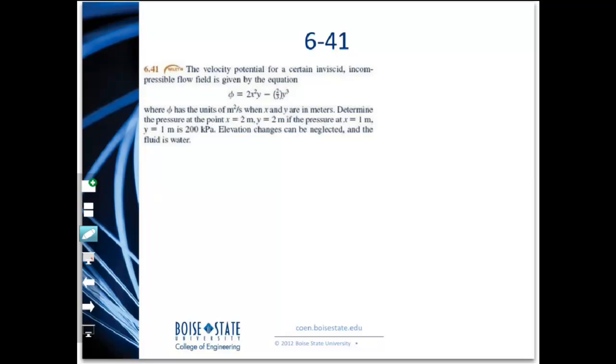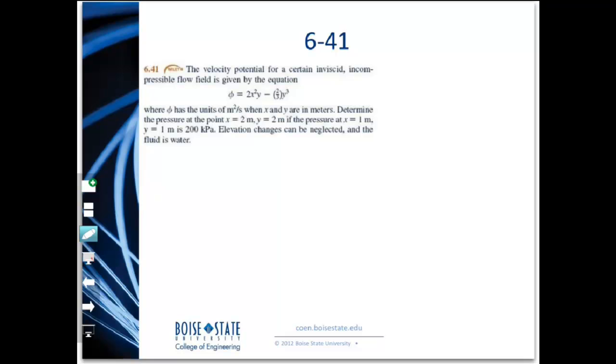The velocity potential for a certain inviscid incompressible flow field is given as shown, where φ has the units of meter square per second when x and y are in meters. You're asked to determine the pressure at the point x equals 2 meters, y equals 2 meters, if the pressure at x equals 1 meter and y equals 1 meter is 200 kilopascals. You're given that elevation changes can be neglected and the fluid is water.